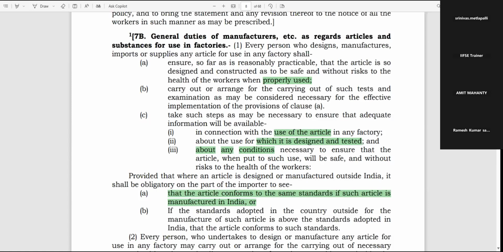So how the specific article, product, tool or machine should be used, the purpose for which it is designed, and also the conditions in which it should be maintained, kept or operated, meaning the environmental conditions in which it has to be used, and what it is designed for, and also the precautions we need to follow while using it. So these three things have to be stated, and this information has to be given to the customer.